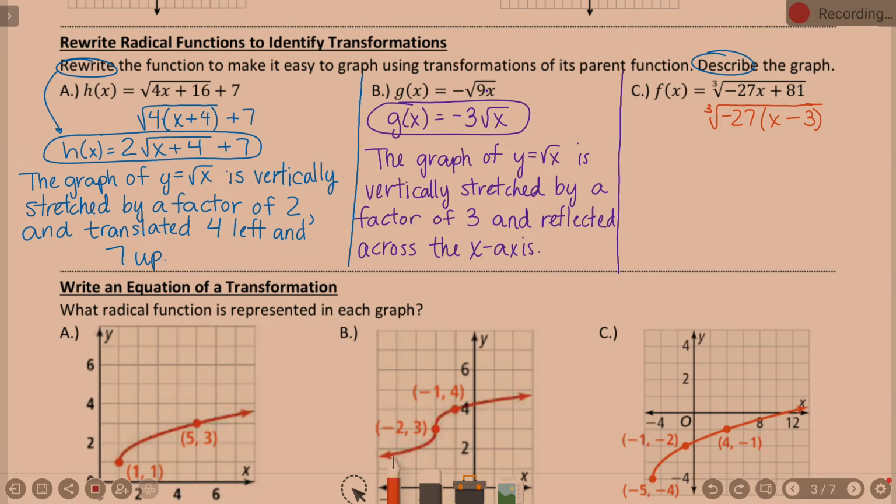Now, again, I have this negative 27 out front. What is the cube root of negative 27? Yeah. Negative 3, yes? Because you can do cubes of negatives. So I'm going to rewrite this. Cube root of negative 27 is negative 3, so I'm going to put negative 3 out front, and then times the cube root of x minus 3.